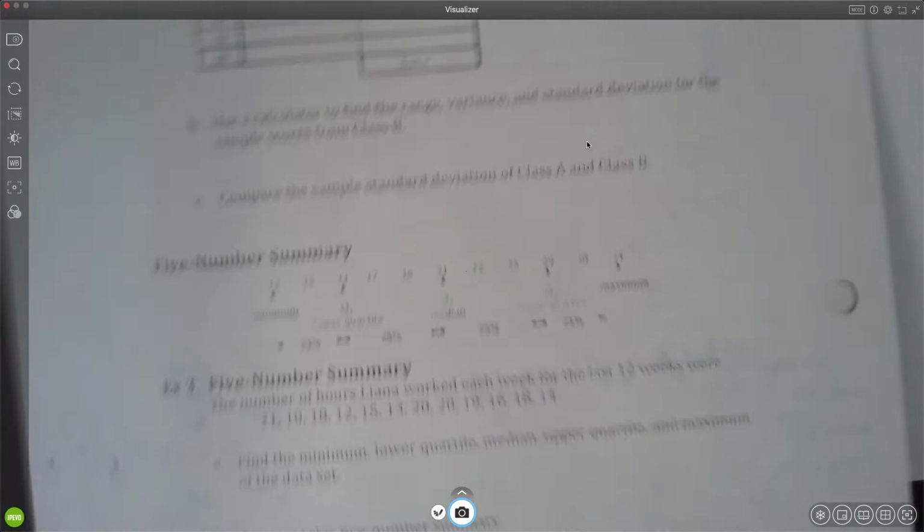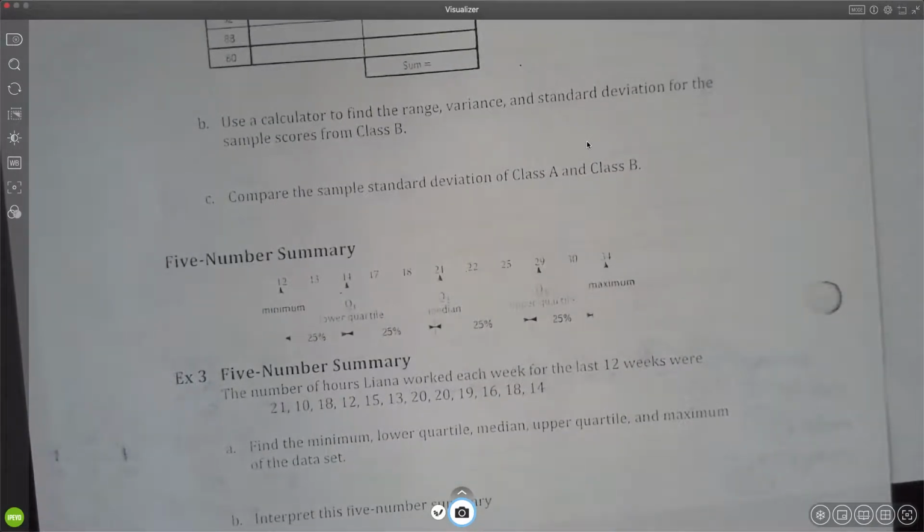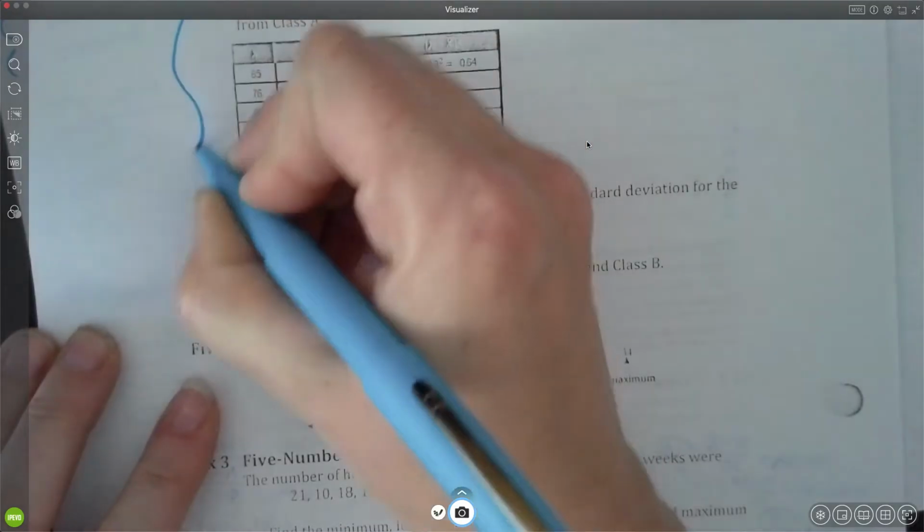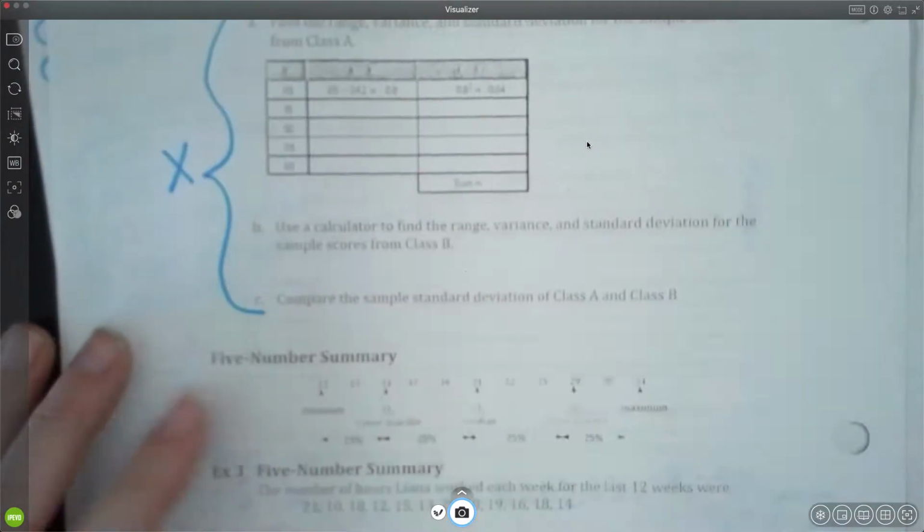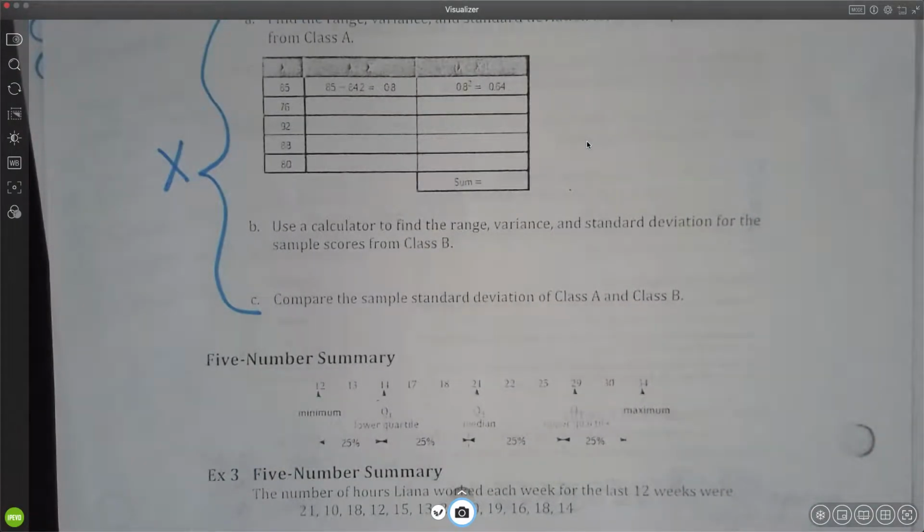So let's go to the back side, and guess what? This whole big deal where we are finding it by hand, we are not going to do that because people don't remember it anyway. So we're not doing that whole big long finding the standard deviation by hand because I don't like it. But use the calculator to find the range, variance, standard deviation for the scores of class B. Compare the sample standard deviations. That's what I just did. So B is more spread out, so it has the higher standard deviation.